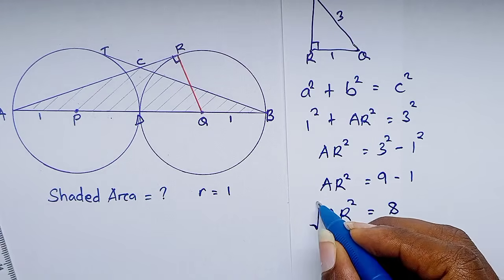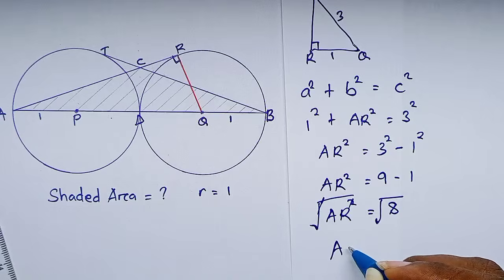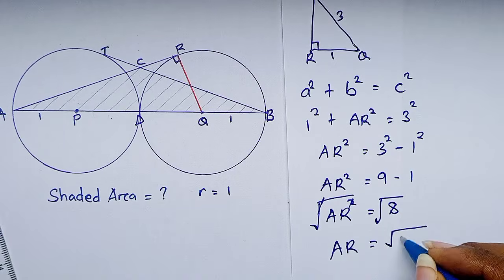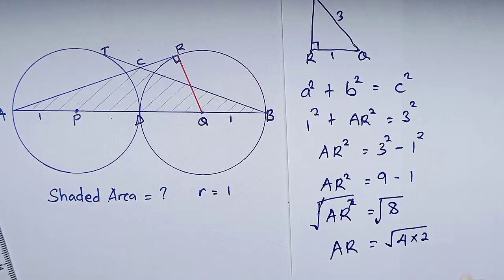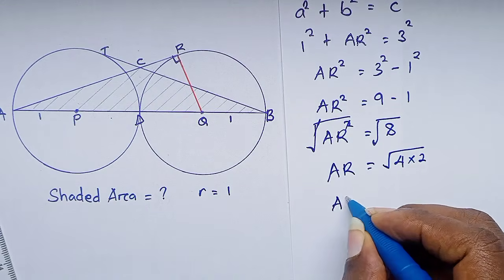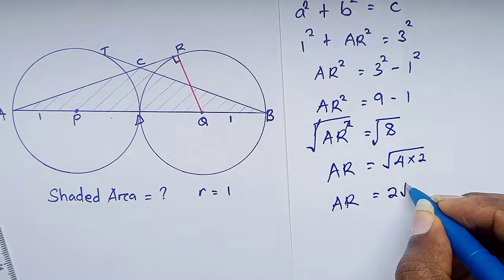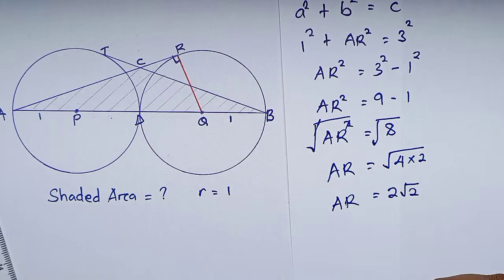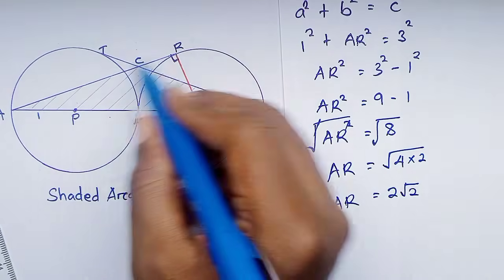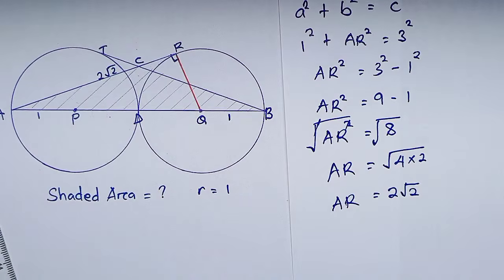So we find the square root on both sides. This cancels with the square root, and therefore AR will be equal to, now 8 is the same as 4 times 2. Okay, so AR will be equal to square root of 4 is 2, square root of 2 is just root 2. Therefore, AR is 2 root 2. This one here is 2 root 2.